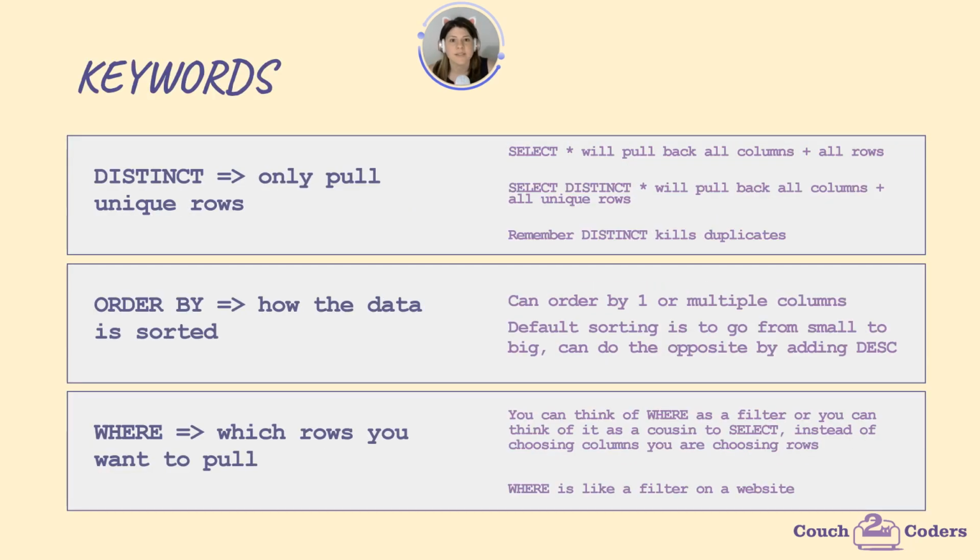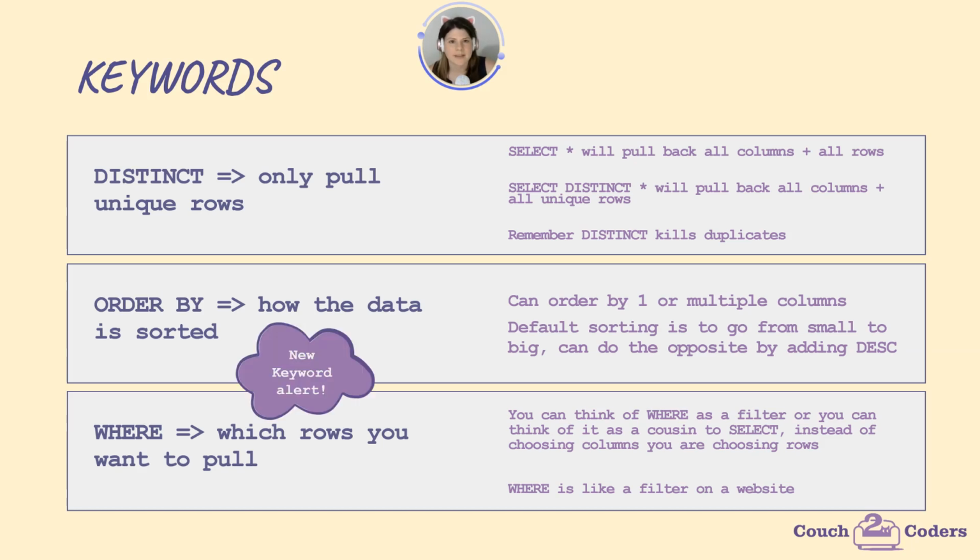Distinct, as we know, kills duplicates. So if we apply distinct in our select statement, it will remove any duplicates that we pull and only pull unique rows. We learned order by, that's how we sort our data. We can order by various columns in increasing or decreasing order. So that would be ascending versus descending.